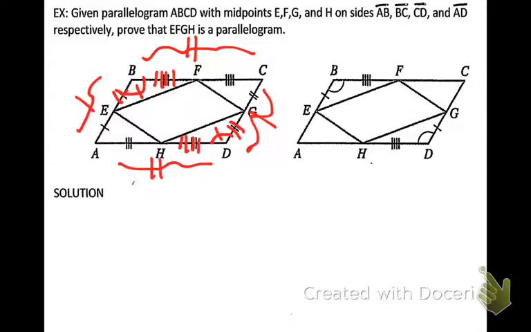Side angle side. Yep, side angle side. So they're congruent by side angle side. So then by CP, EF would be congruent to DG.